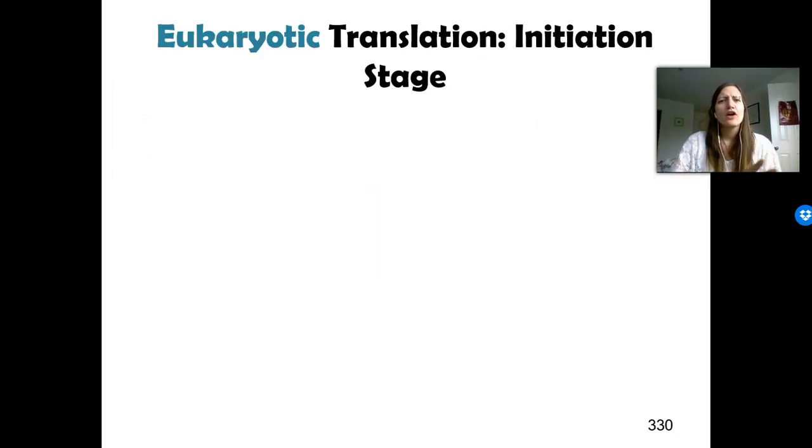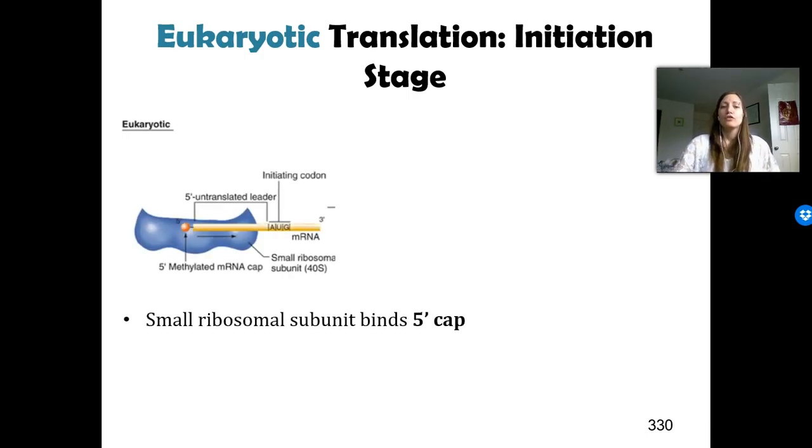Eukaryotes really are not that different. There's just a couple small changes. So just like in our prokaryotes and our bacteria, we need to first bind that small subunit. Because remember, the small subunit, its whole job is just to hold on to mRNA. Now, in eukaryotes, we had so much processing of our RNA. This is where that 5' cap, that methylated cap on that guanine group, comes really helpful. Because that cap is what bonds to that small subunit.